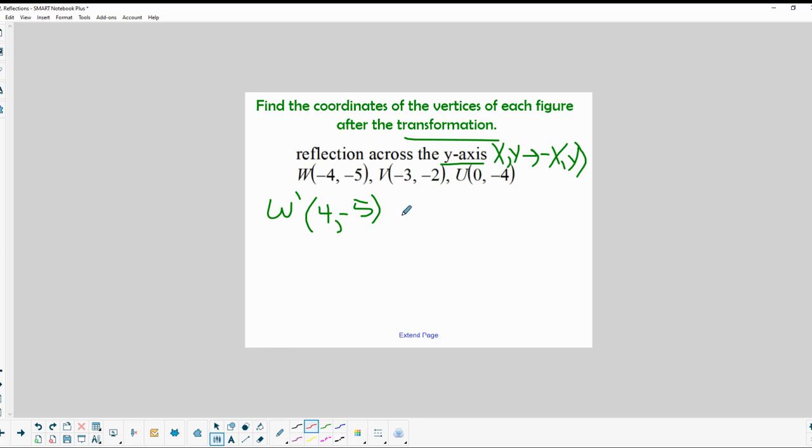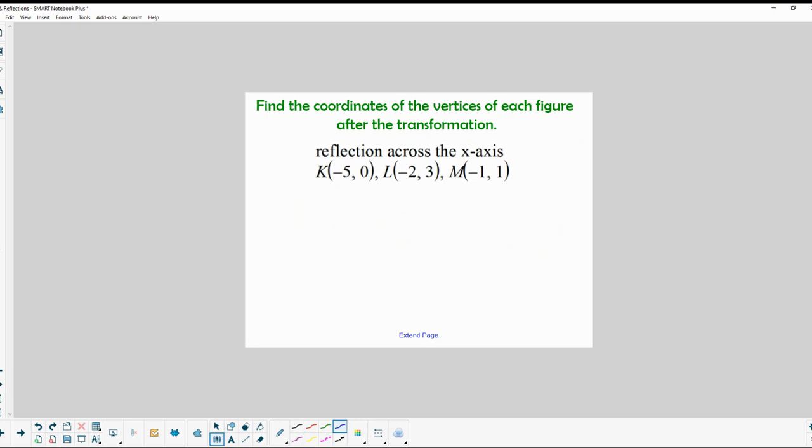So on this one, we'd have 3 comma negative 2. And that would be v prime. And then u prime would be, okay, the opposite of 0 is 0, so that's going to stay the same. So 0 and negative 4, so they actually have a common point that doesn't switch. So there's what we would look for after that transformation.